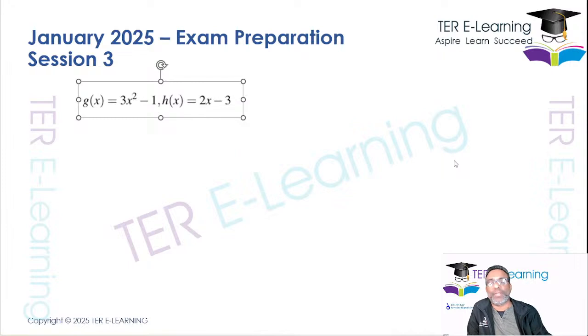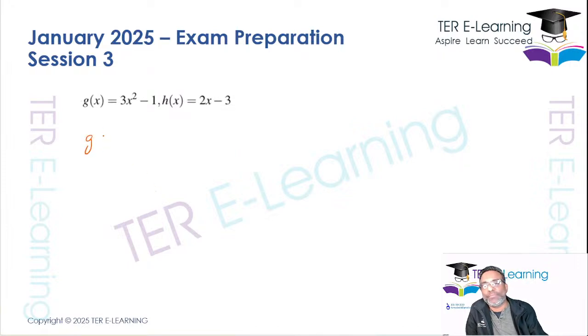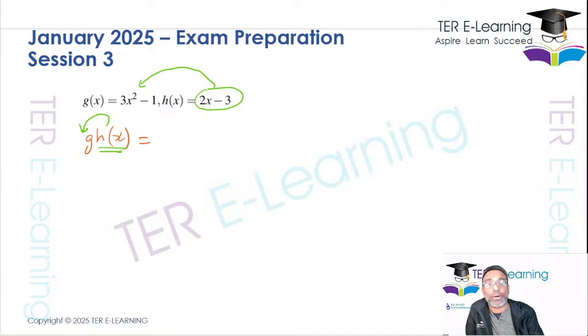All right, so you want to get gh of x. Basically, what that means is that you are going to substitute. You're going to take the function h and plug that into g. You're going to take h, which is all of this, and plug that for x into that function there. That's what it means. It's a composite function. So this is going to be 3 multiplied by 2x minus 3 squared minus 1.